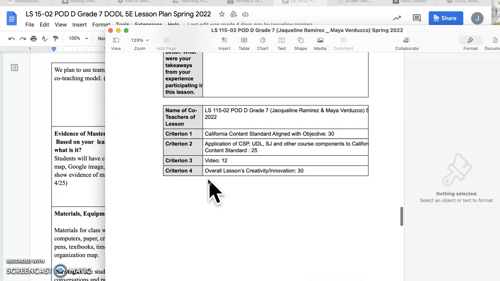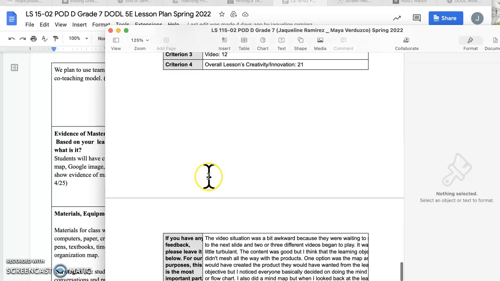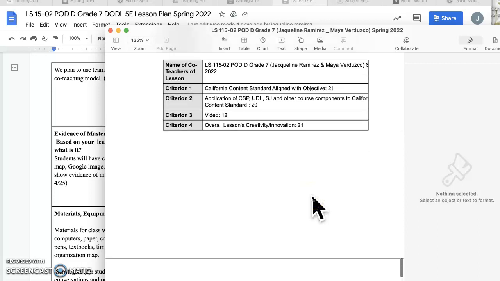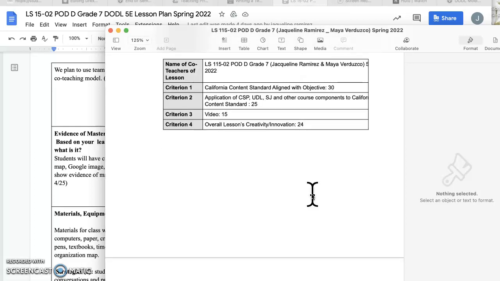our lesson didn't really run smoothly because we had a lot of issues with, oh, here it is. It was a little bit awkward because we were waiting for the next slide to play. So I know for the Google Slides that we presented in class when we were presenting our lesson plan, we had multiple videos on there. Whenever I would try to hit the next slide, it would play the video instead of going to the next slide. So that would be something that I would want to work on and watch out for future references.